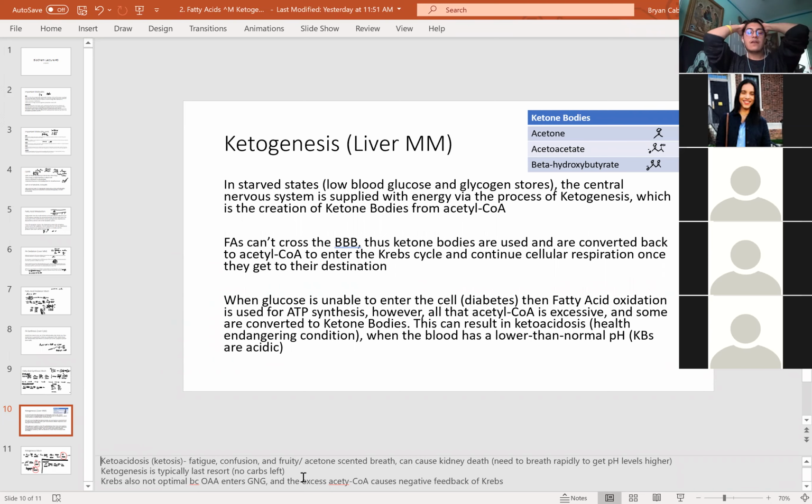And what happens is that, in the end, if you have an excess of acetyl-CoA, you're going to have basically a negative feedback on the Krebs cycle, because the acetyl-CoA is produced during fatty acid oxidation. Many of the enzymes of the Krebs cycle are inhibited by acetyl-CoA. So basically, if you have an excess of acetyl-CoA due to ketogenesis, your Krebs cycle is not going to be working properly because you have inhibition of it, while at the same time you have an excess of acetyl-CoA.